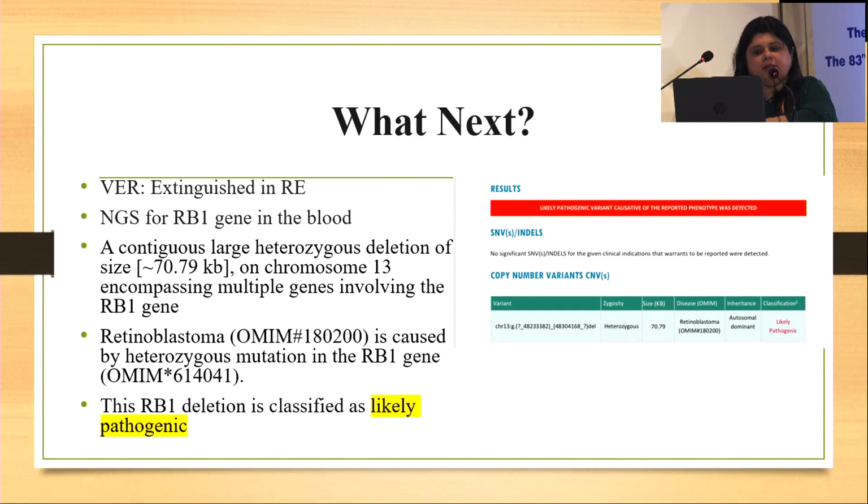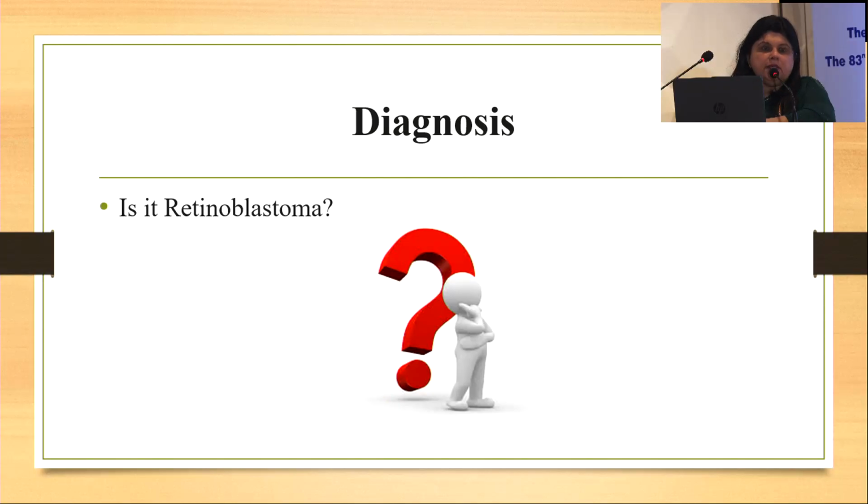When we did the genetic testing, the NGS for the RB1 gene, it showed that there was a heterozygous deletion on chromosome 13, classical of retinoblastoma, and then the genetic report came out as positive, and this RB1 deletion was classified as likely pathogenic. So now, is it retinoblastoma? Let's look at the picture again.